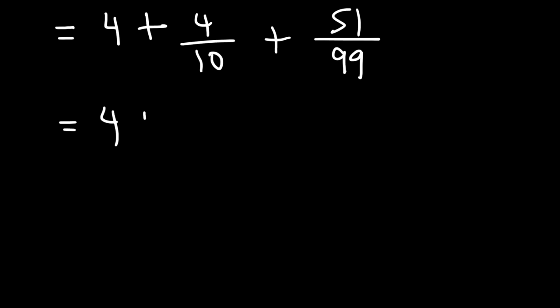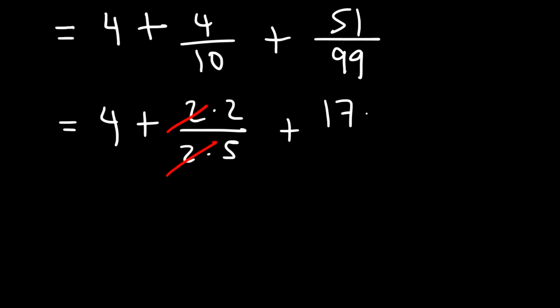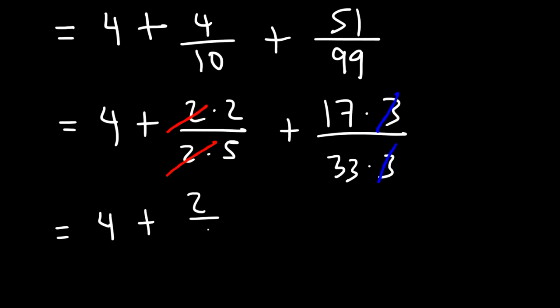Now, 4 over 10, you can write that as 2 times 2 over 2 times 5, and so we could cancel the 2. 51 is 17 times 3. And 99 is 33 times 3. So we can cancel the 3. And so right now I have 4 plus 2 over 5 plus 17 over 33.